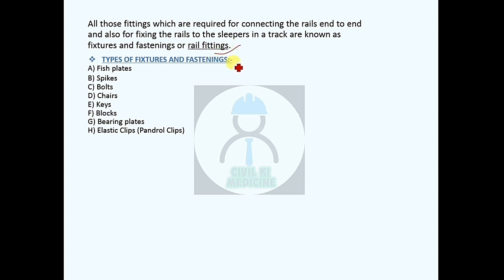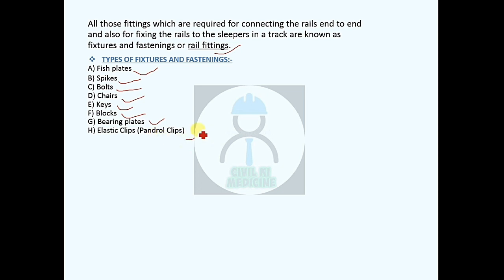There are many types of rail fixtures and fastenings used. They are fish plate, spikes, bolts, chairs, keys, blocks, bearing plates, and the last one is elastic clips or Pandrol clips.